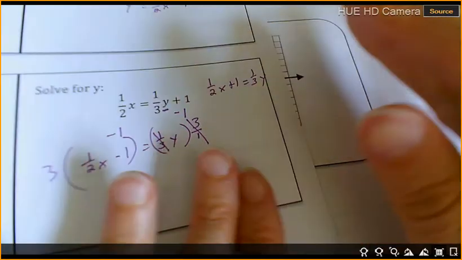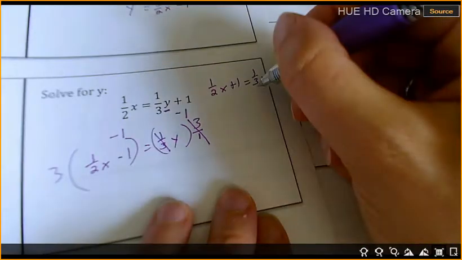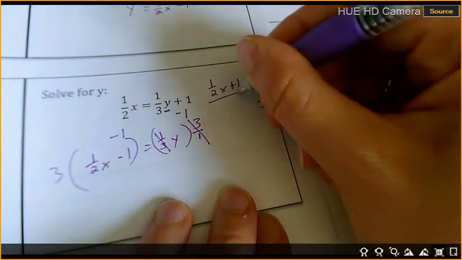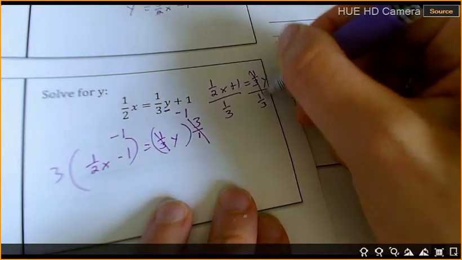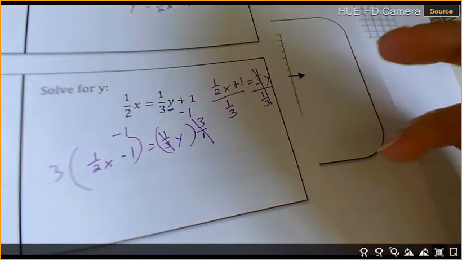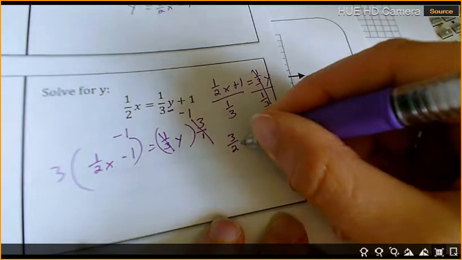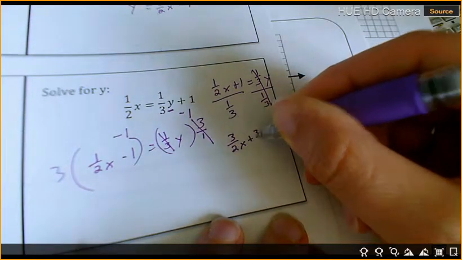1/3, I can do it this way too. 1/3 is being multiplied by y, correct? So I can divide by 1/3. When I divide a fraction, what's the rule, guys? You flip the second one and multiply. Okay? You can also put that in your calculator. I'm not going to make you not have a calculator. But you're going to end up with 3/2 x plus 3 equals y.